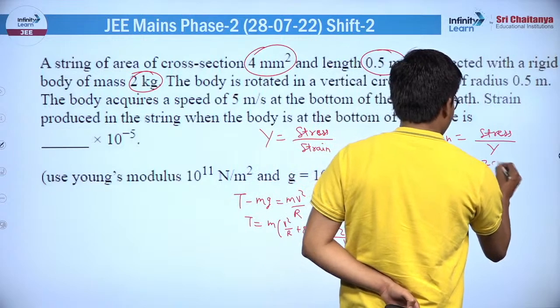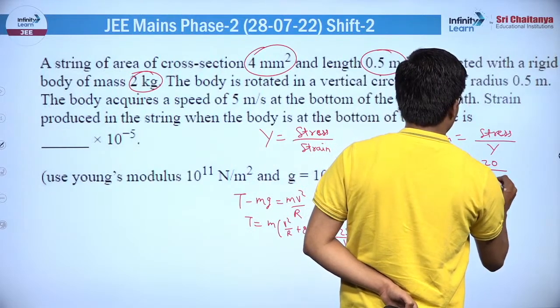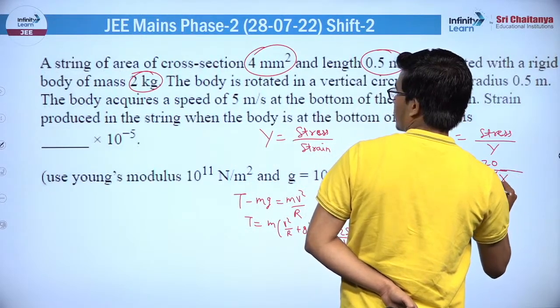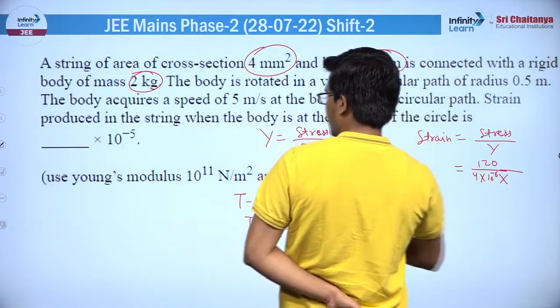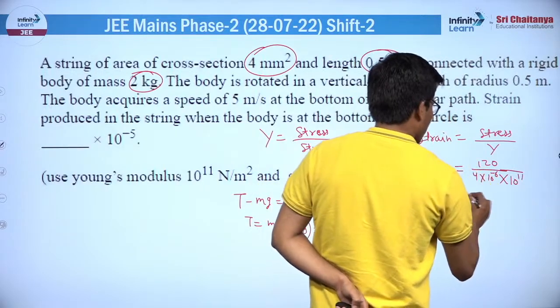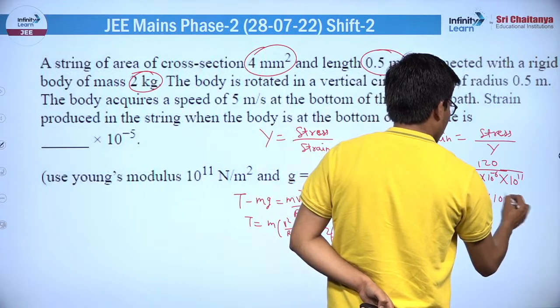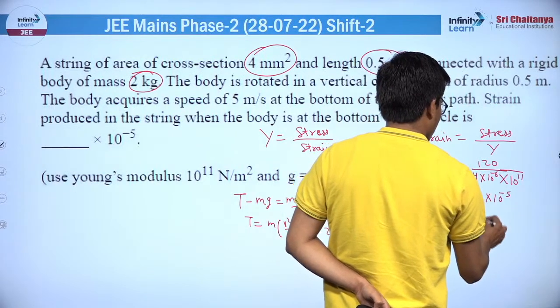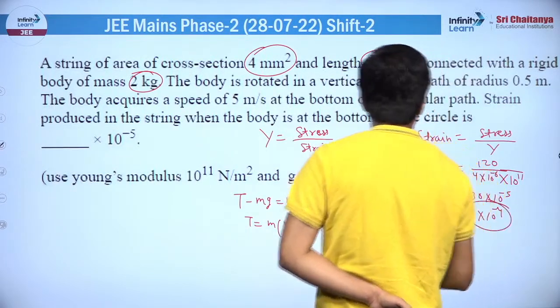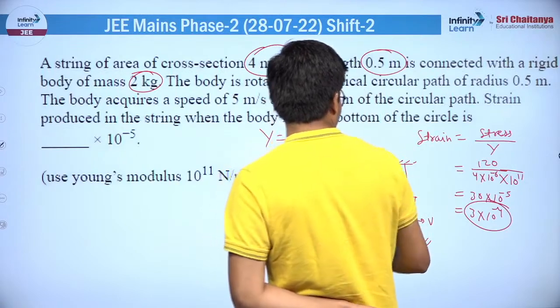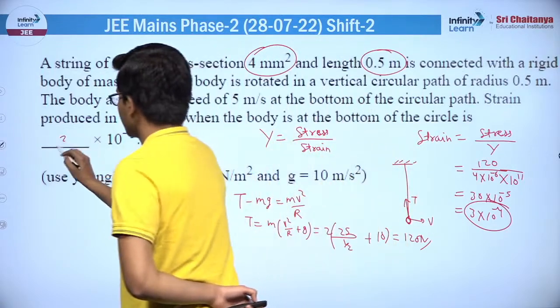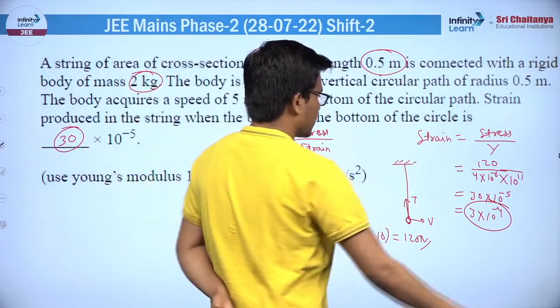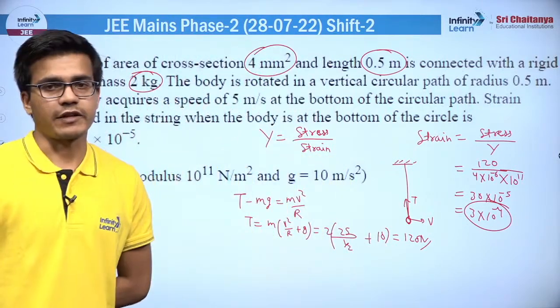Stress is force upon area, area is 4 into 10 to the power minus 6. You have to divide by Young's modulus, that is given to you, 10 to the power 11. So it is 30 into 10 to the power minus 5, means 3 into 10 to the power minus 4 is my strain. If you compare with this, here it should be 30, right? 30 into 10 to the power minus 5.